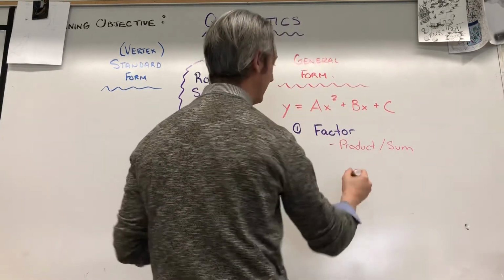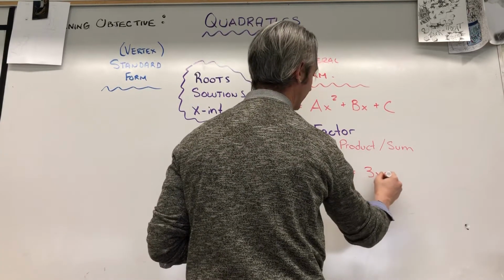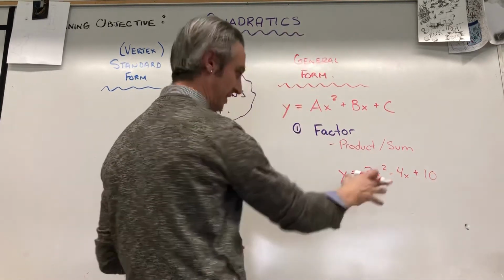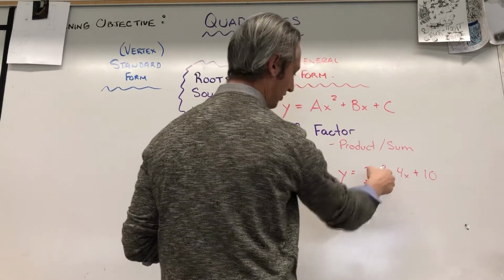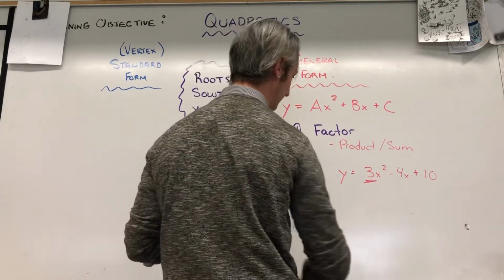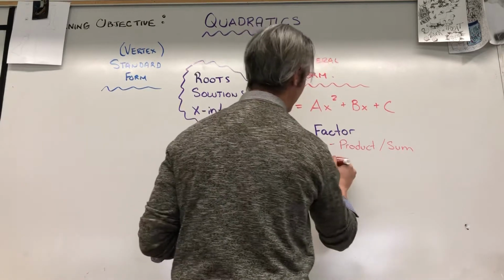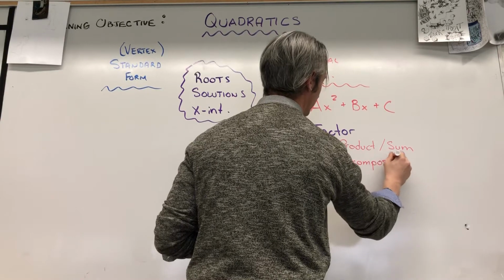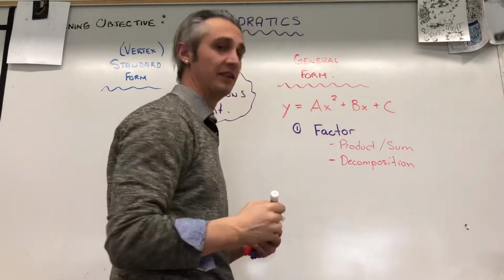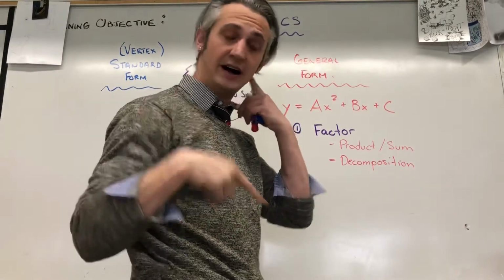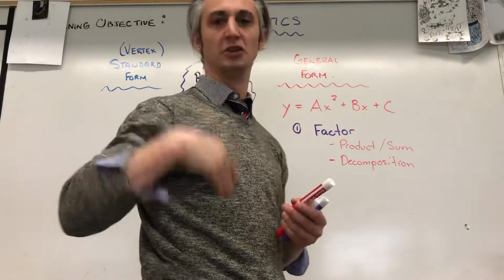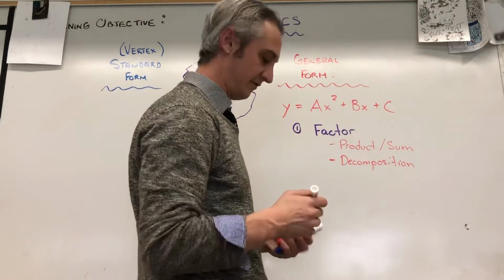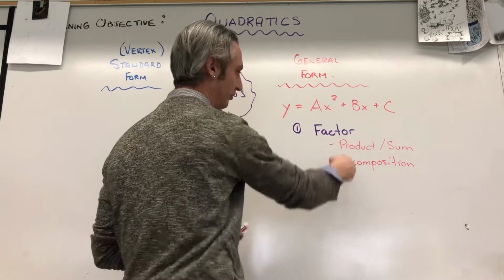But when I have a number in front of my x squared term, say like 3x squared - 4x + 10, as an example, this one might not work out, but now that there's a number in front of my squared term, I have to use the decomposition method to find my factors. Now there's a video about the decomposition method below here. There's another video about that. I'm not going to repeat that video. So factoring, that's the first option, one of those 2 ways.